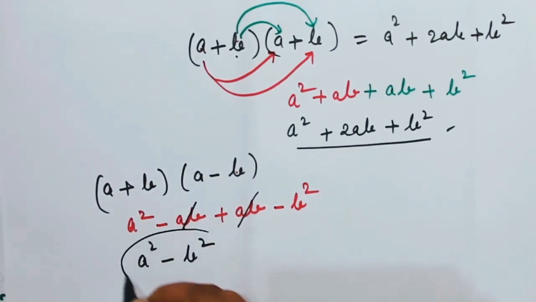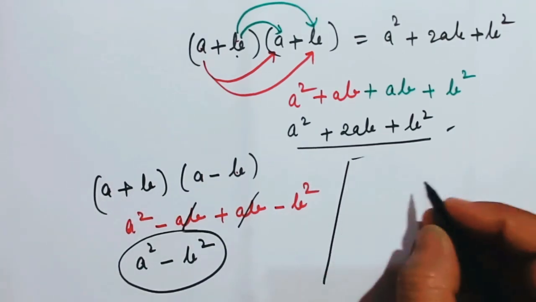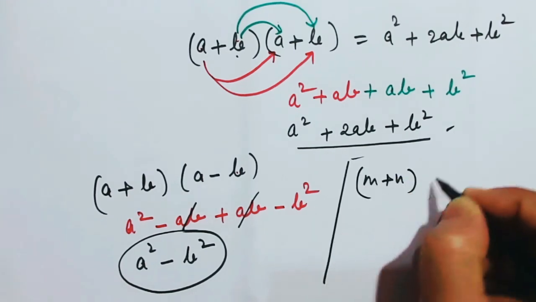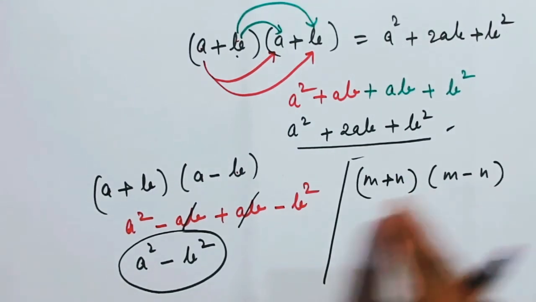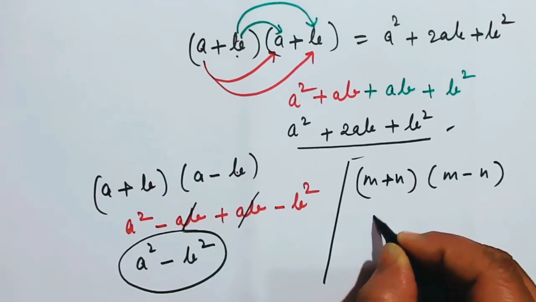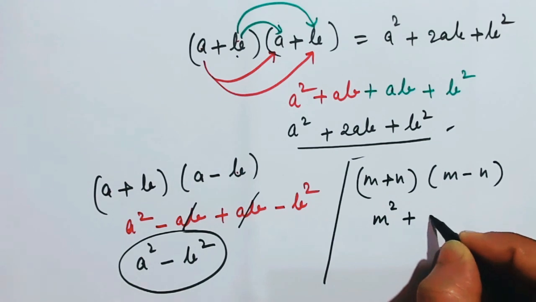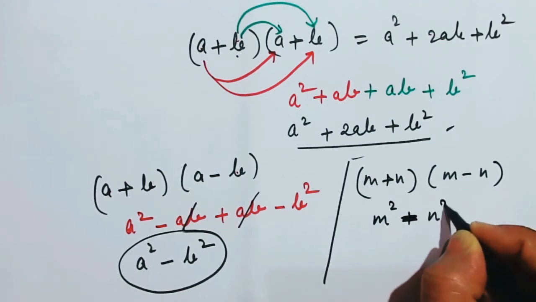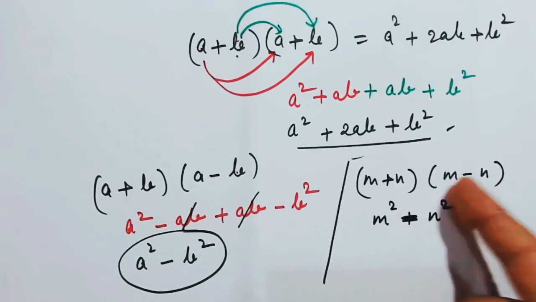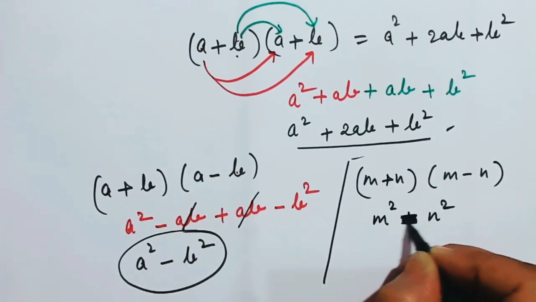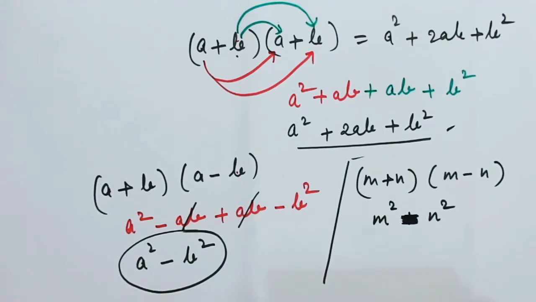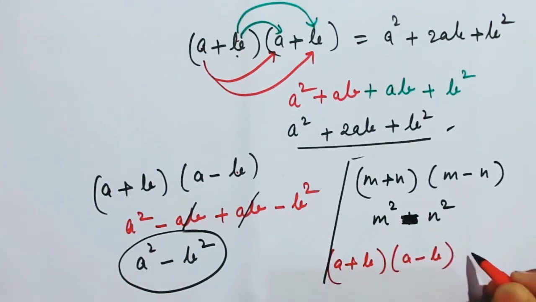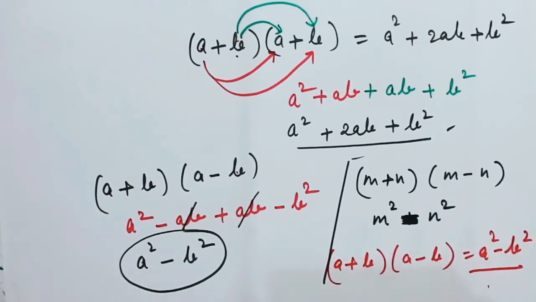So from now onwards, please remember that if you have been given m plus n multiplied by m minus n, you need not solve all this. You are directly going to write the whole square of m minus the whole square of n. m plus n multiplied by m minus n is equal to m square minus n square. Similarly, a plus b when multiplied with a minus b, you will get a square minus b square directly. Isn't it? Come on. So for the next sum, please stay tuned to video number 3.